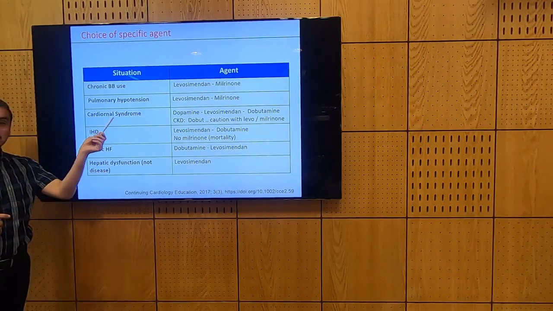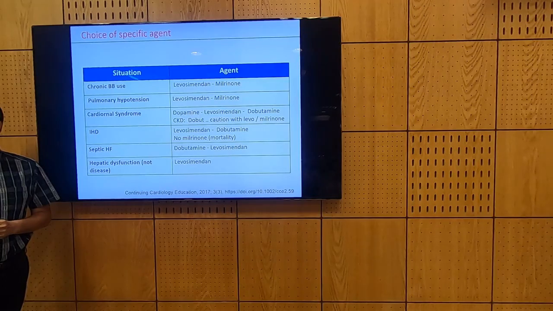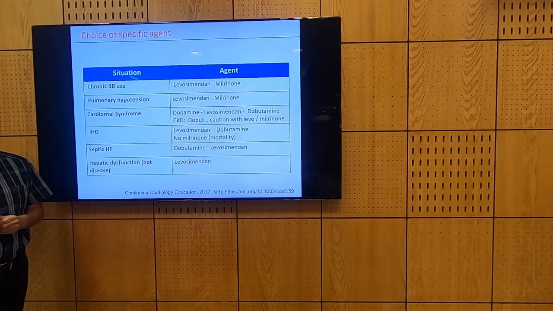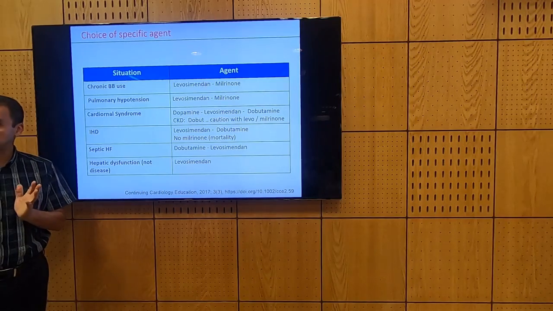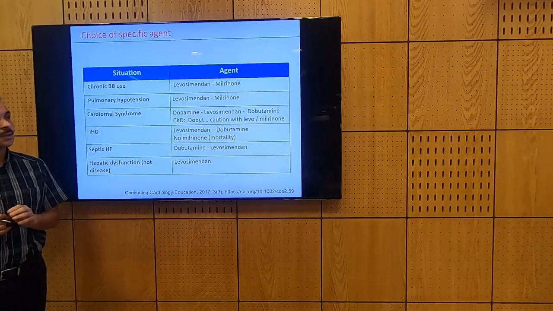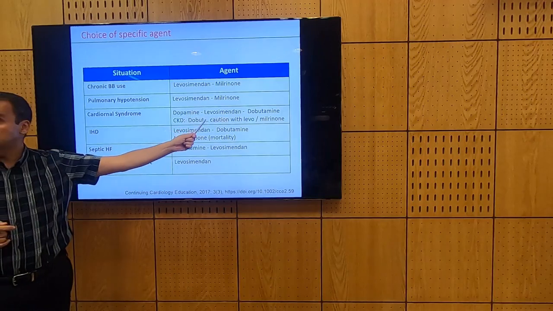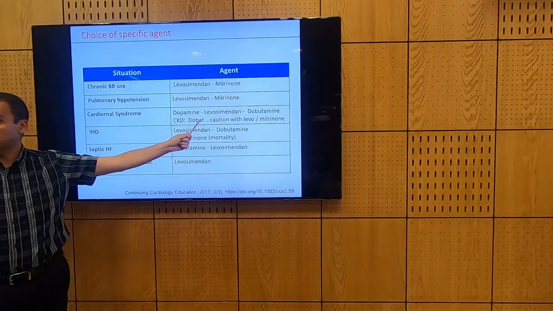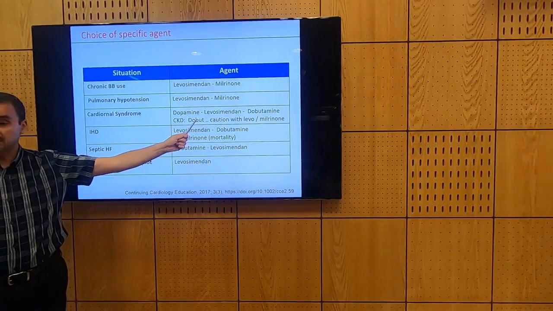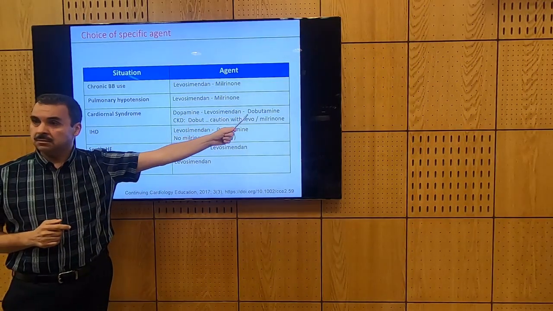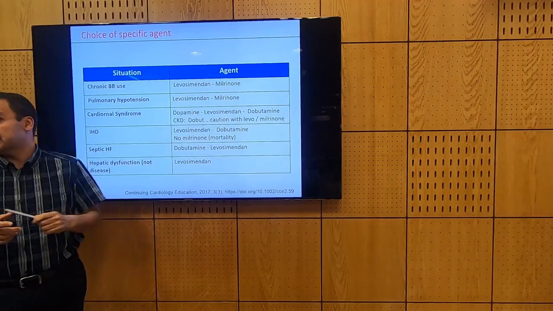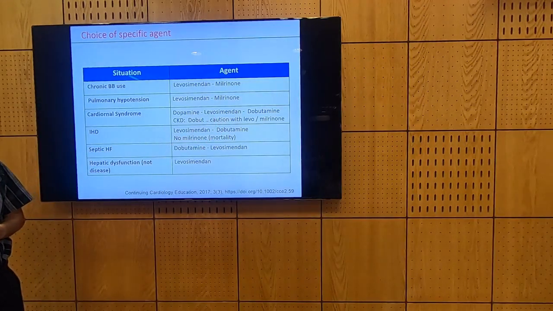In patients with cardiorenal syndrome, what do you think? Dopamine? At least it is neutral. Levosimendan will increase the renal blood flow based upon its action on the potassium ATP channels. Dobutamine, maybe, because it will increase the renal blood flow.